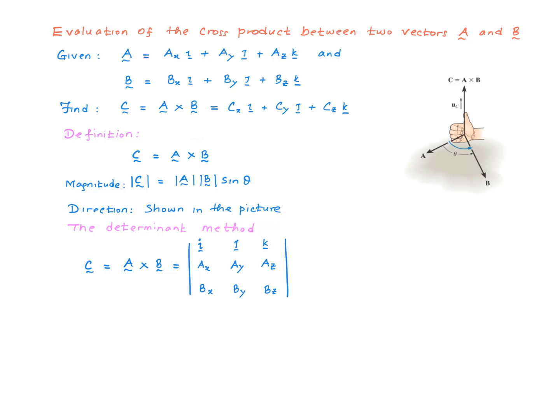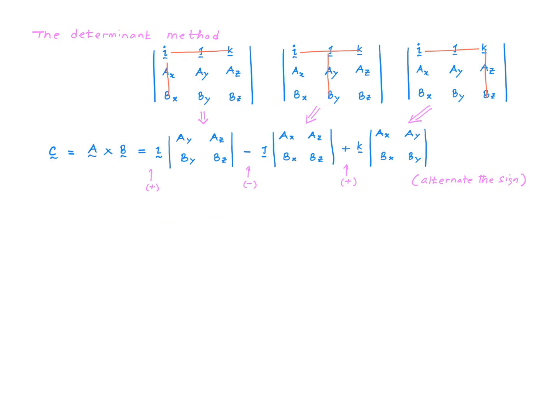Now when you expand this determinant, you're going to find C in its component form. What I'm showing on this slide is the first step of expanding the 3 by 3 determinant. The equation contained 3 terms, and how did I come up with these terms?